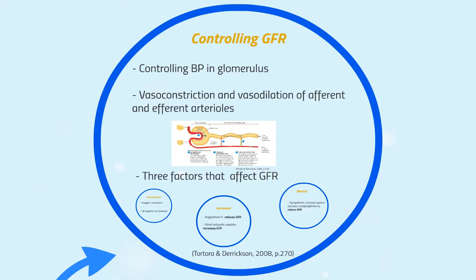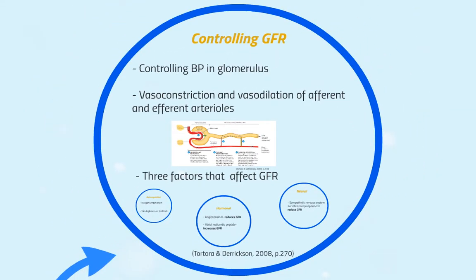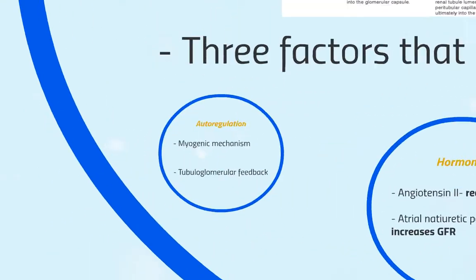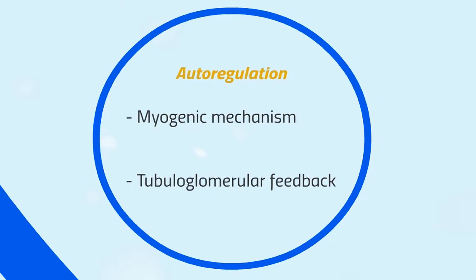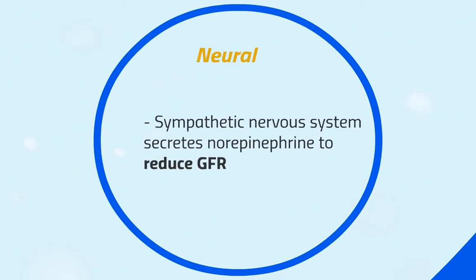Controlling blood pressure in the glomerulus controls glomerular filtration rate, and more specifically this involves regulating the vasoconstriction and dilation of the afferent and efferent arterioles. This picture depicts the afferent and efferent arterioles. Vasodilation and constriction of these will change the pressure at the glomerulus and in turn regulate GFR. These are the three factors that affect GFR: autoregulation, hormonal regulation, and neural regulation.